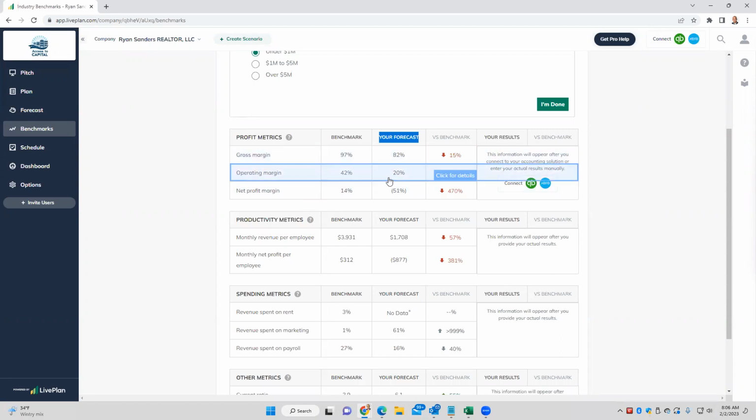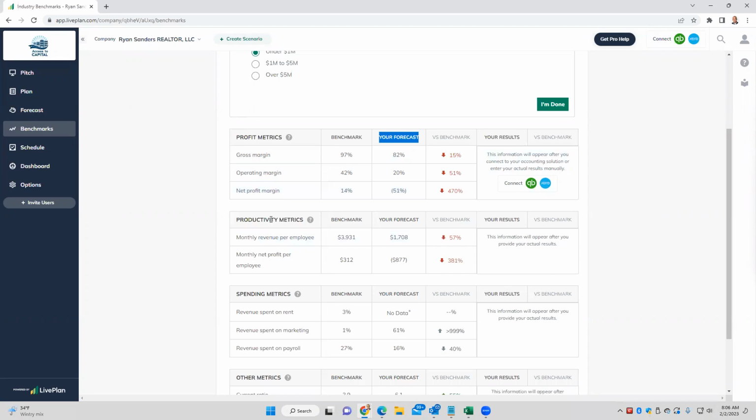So, and this is still a work in process, so this isn't finished, but as far as where we're at with Ryan, the industry benchmark for gross margin is 97%. Right now, our forecast for Ryan's business is only 82. So we need to dig a little deeper and decide, is that okay? Is that where we're at? Or maybe we've missed something whereby we're not anticipating to be as profitable as our peer group. Same for operating margin and same for net profit margin.